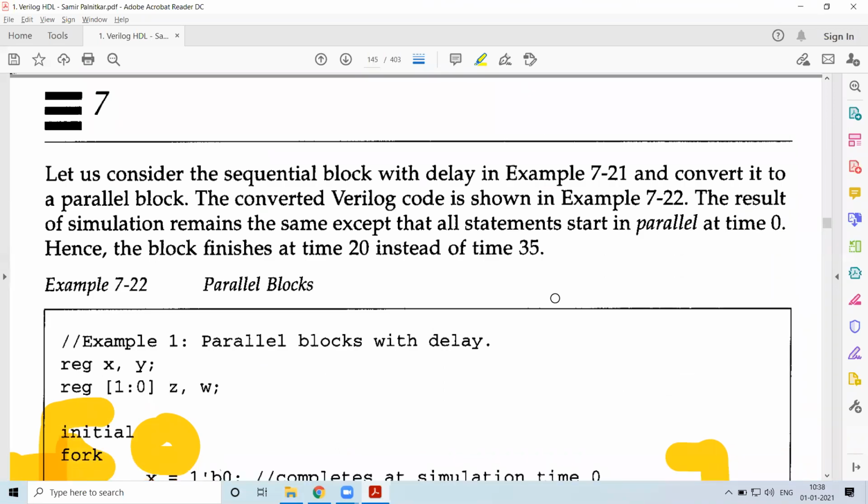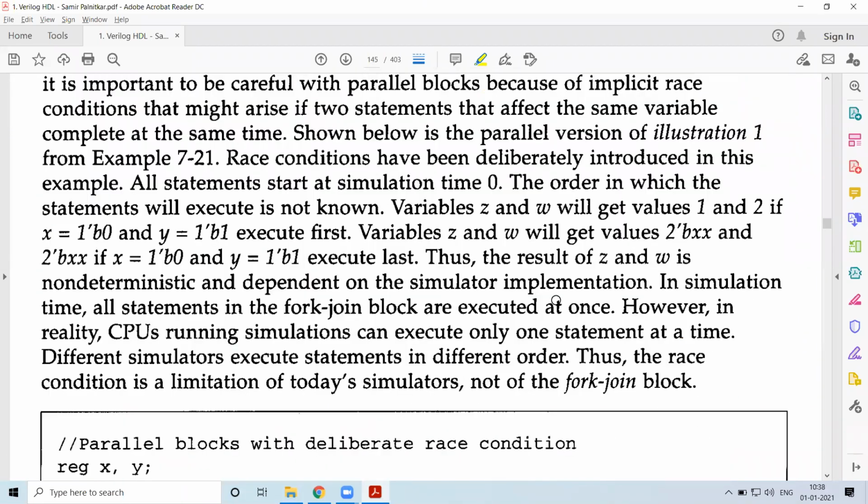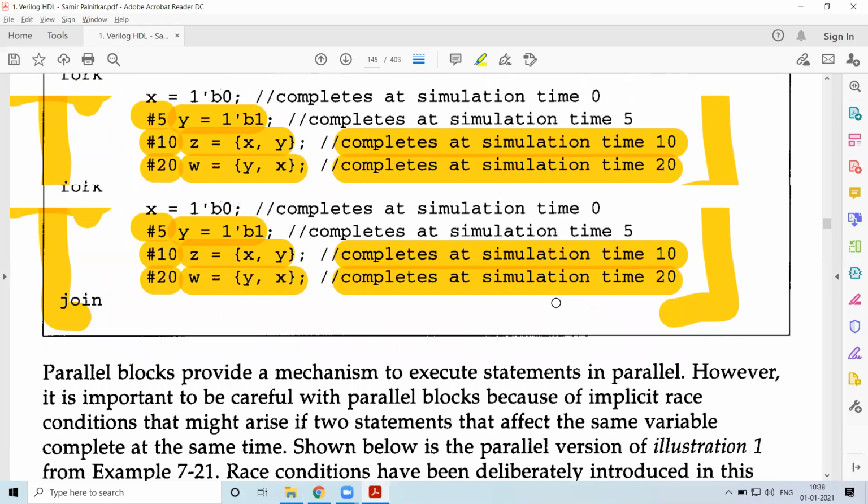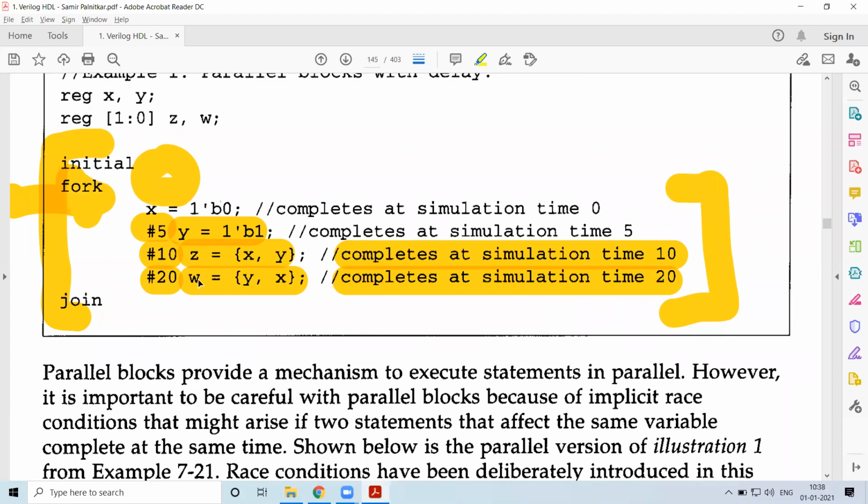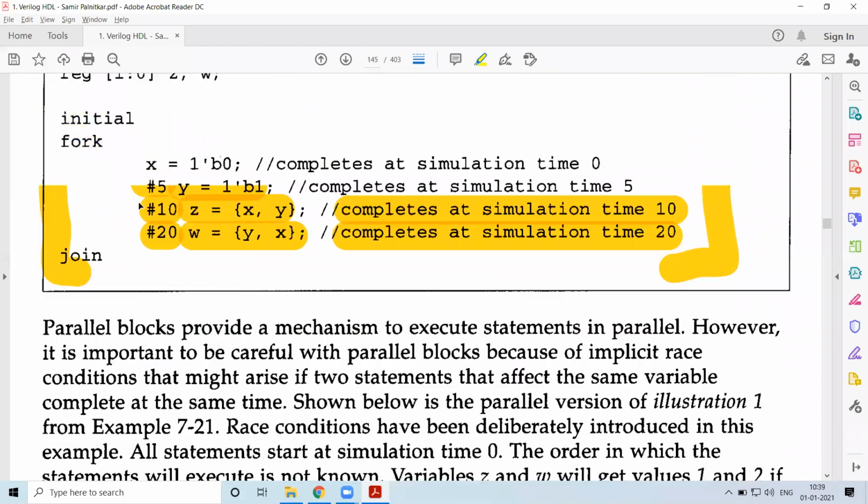So let us go to the next one. Now here, one thing to remember is what happens to the values of X, Y, Z, and W. The Z and W values are important for us now, because here I can see that X is directly assigned 0 and Y is assigned 1. But what happens to Z and W, since all start their execution at the same time, that is, at 0 time unit? But the time at which each completes is a different matter.